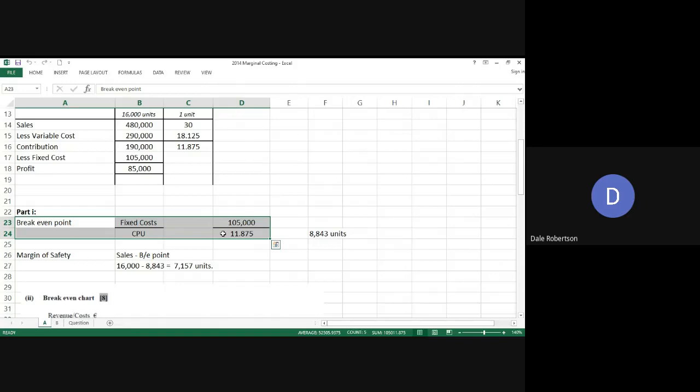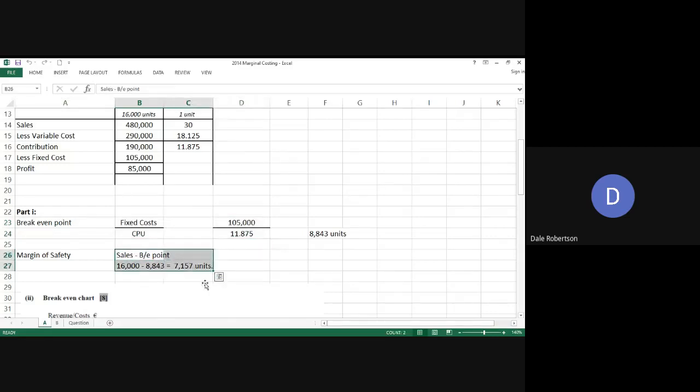is a hoodie, for example, or a top. Well, they're not going to make 0.1 of the top and just leave it there. They are going to finish out that unit of production. So you always round up to the next full unit. And then that will give you a margin of safety, sales take away break even point. That will give you a margin of safety of 16,000 minus 8,843 gives you 7,157 units as your margin of safety.